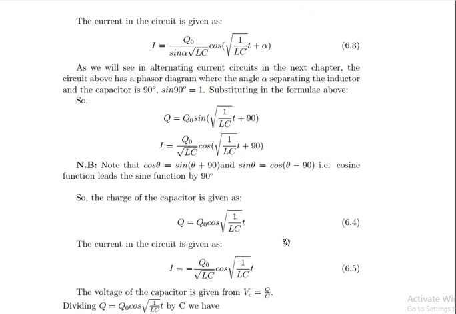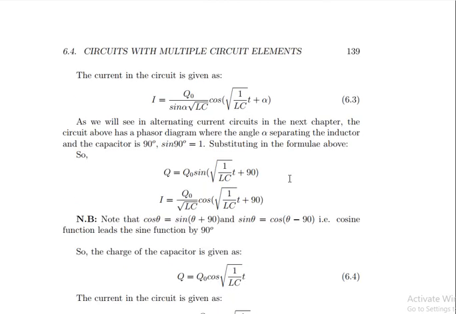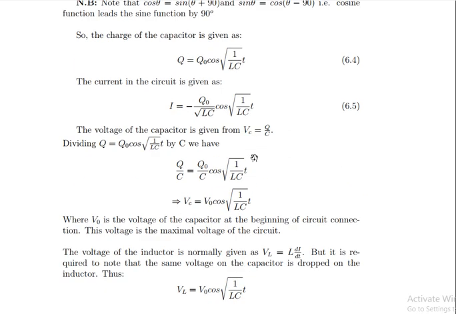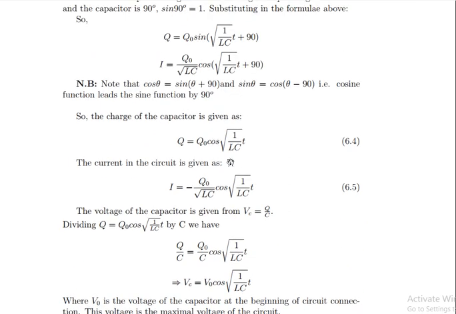But now we need to know that the inductor and capacitor are from the AC circuit that you're going to study below here. The angle that exists between them is going to be 90 degrees. Inductors and capacitors exist at angles differing by 90 degrees. So the formula for Q, the charge on the capacitor, is giving us Q equals Q0 cos of the square root of 1 over LC times t.